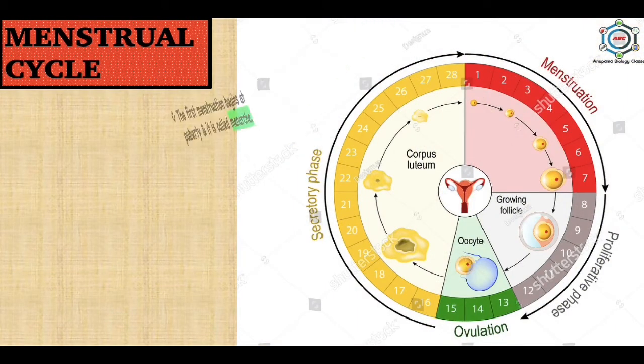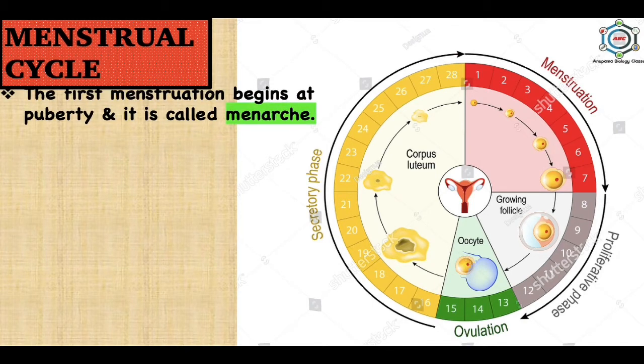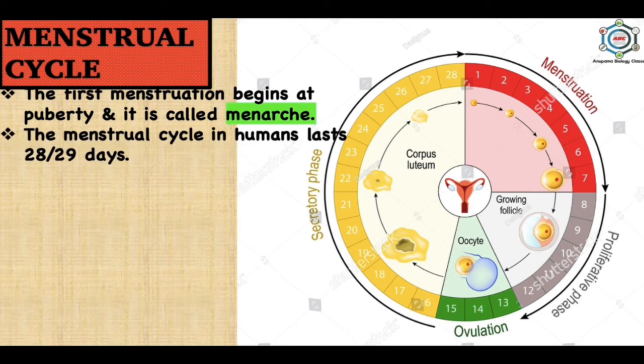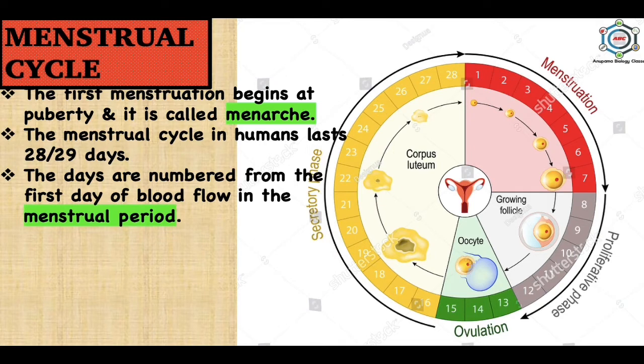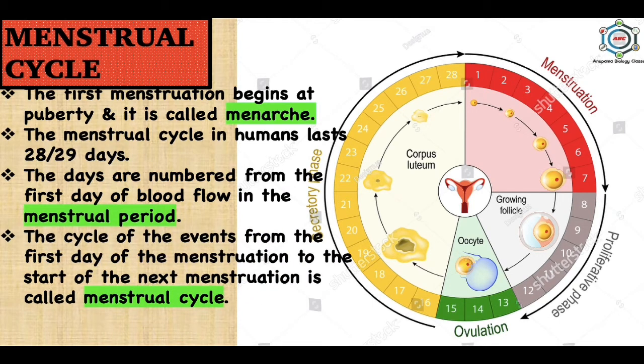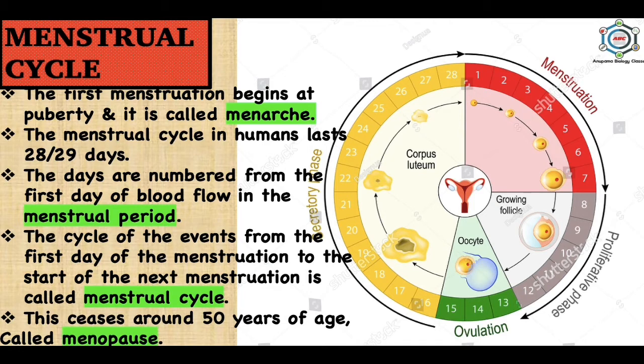Now, the menstrual cycle. The first menstruation begins at puberty and it is called menarche. The menstrual cycle in humans lasts 28 or 29 days. The days are numbered from the first day of the blood flow in the menstrual period. The cycle of events from the first day of menstruation to the start of the next menstruation is called the menstrual cycle. This ceases around 50 years of age, which is known as the menopause condition.